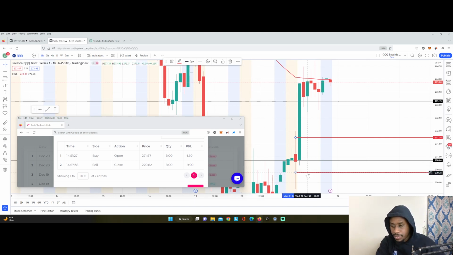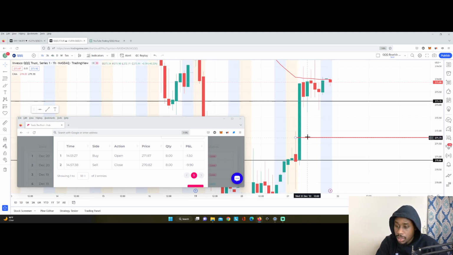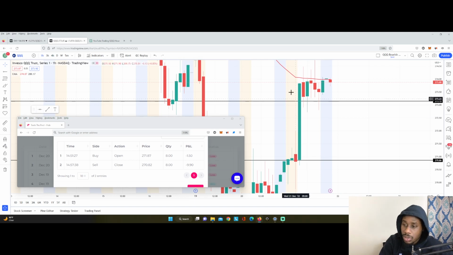So what else do I want to show? I wanted to show this trade as well. Let me show you this trade. At 9:51, I opened the trade to the buy side at 271.87.